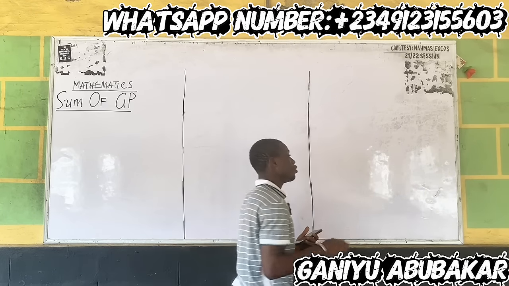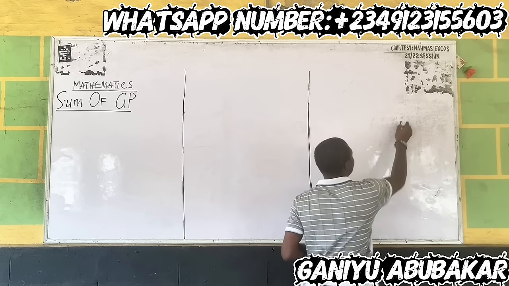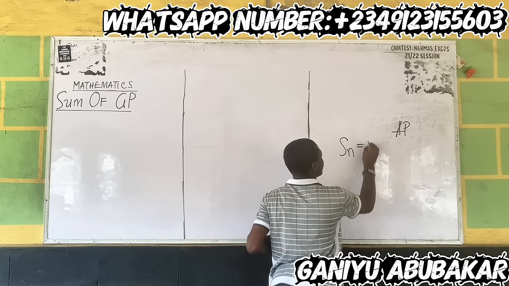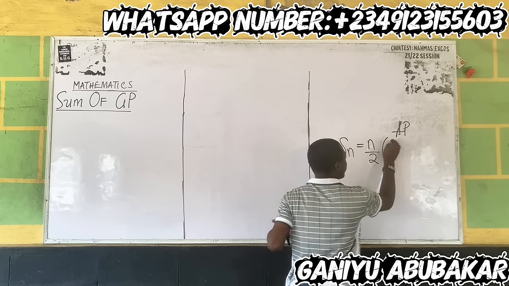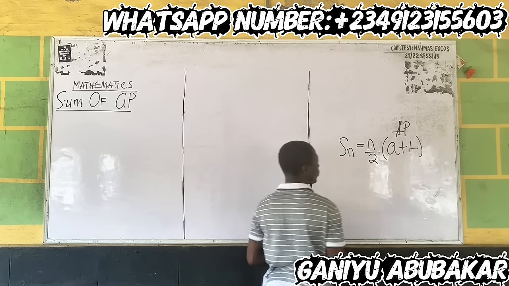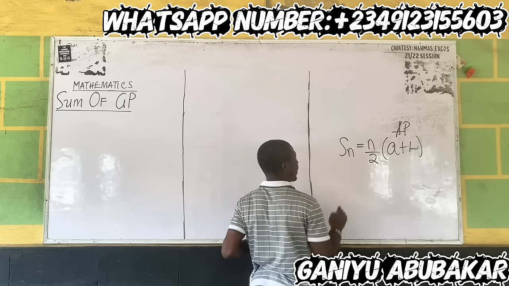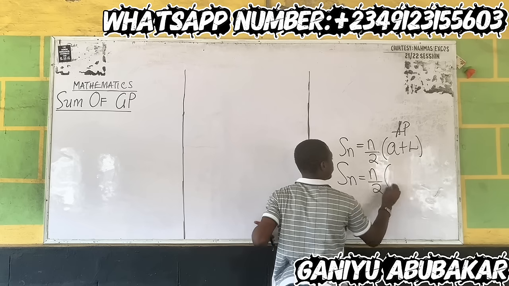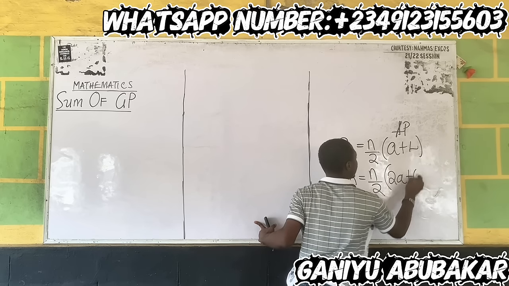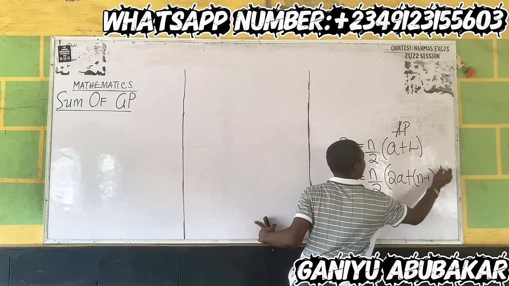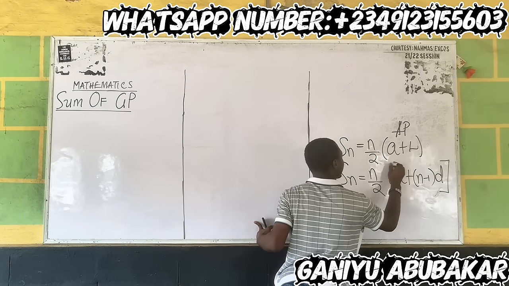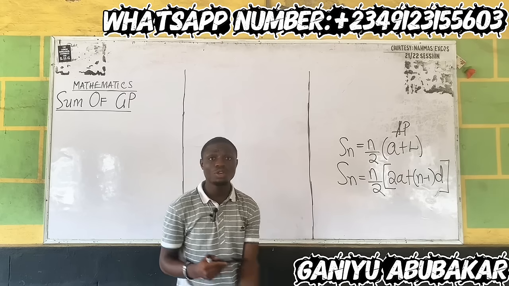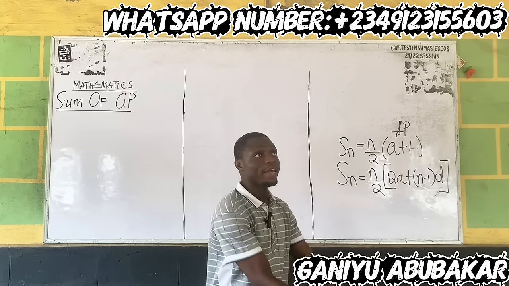For the sum of an AP, to recall, Sn is equal to n over 2 into (a plus l), as discussed last class. Or better still, I can express this as Sn equals n over 2 into (2a plus (n minus 1)d). These two are simply the mathematical expressions you use when finding the sum of an AP.